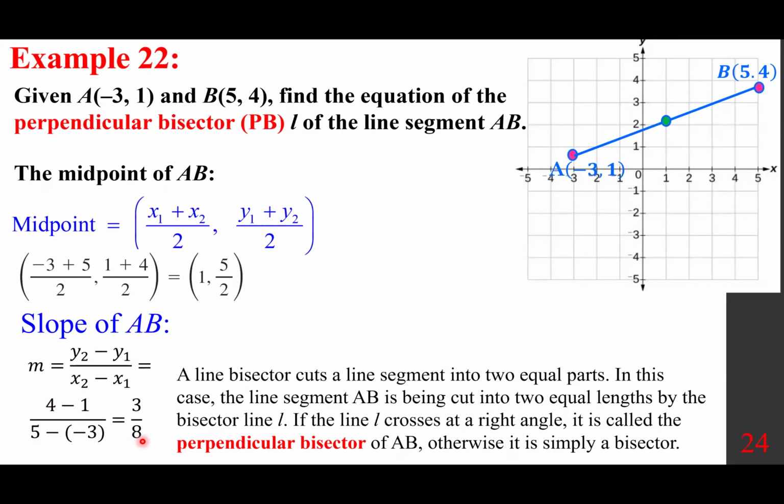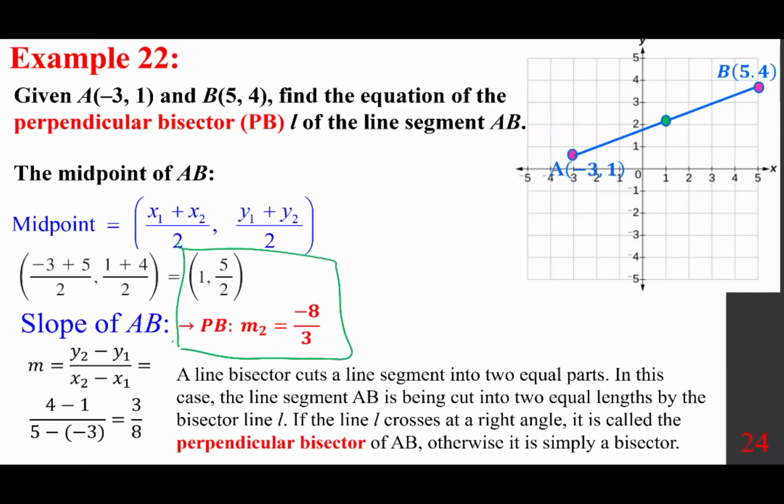Why do we need the slope of this line? Because the line that is perpendicular bisector makes a 90 degree angle, and the slope for that must be the negative reciprocal of this, negative 8 thirds. So PB for short, the perpendicular bisector, has the slope negative reciprocal of that, which is minus 8 thirds. Now we have the slope, and we have this pair. And we are coming up with the solution.